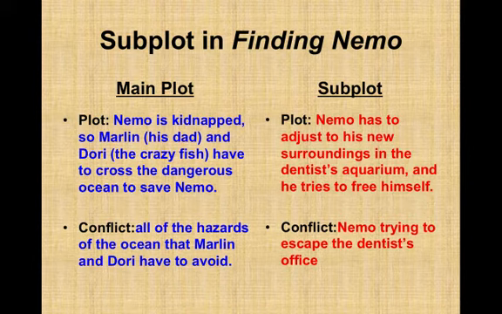Now, simultaneously, but less important, is the subplot where Nemo has to adjust to his new surroundings in the dentist's aquarium, and he's trying to free himself. And the conflict there is Nemo is trying to escape the dentist's office before the dentist's crazy niece, Marla, shakes him to death or does something that would end his life. So that's another example of a subplot.